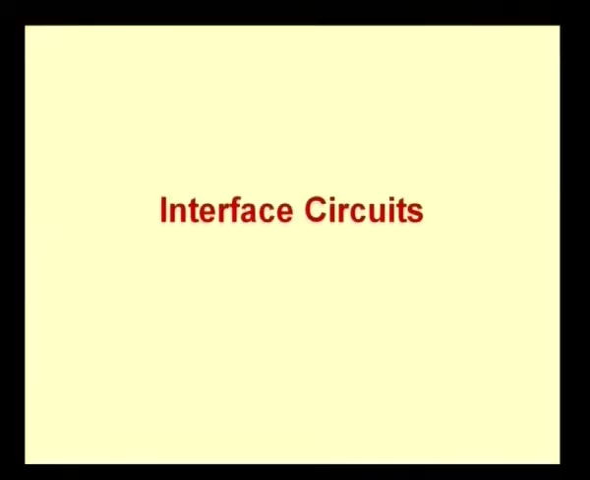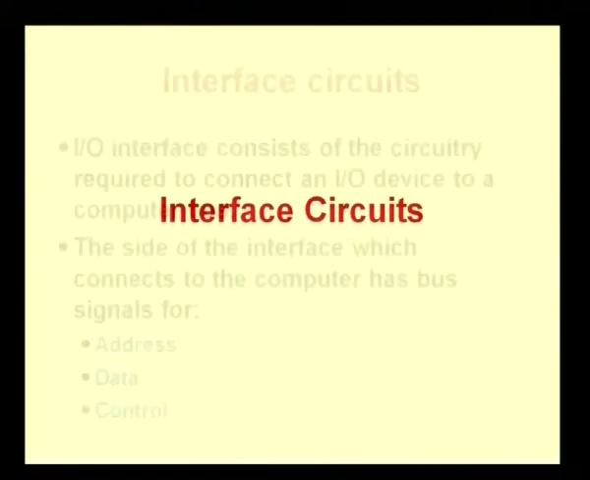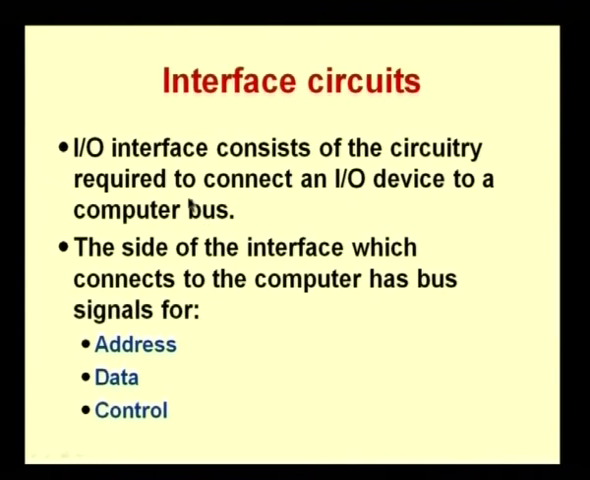another aspect of the interface of IO devices, which is the actual interface circuits that we have to connect up the different devices. What do we mean by an interface circuit? When you talk of an interface circuit, we talk about an input output interface. It consists of the circuitry which is required to connect an IO device to a computer bus. So you have an IO device on one side and the computer bus on the other side, and this interface circuit sits in between.